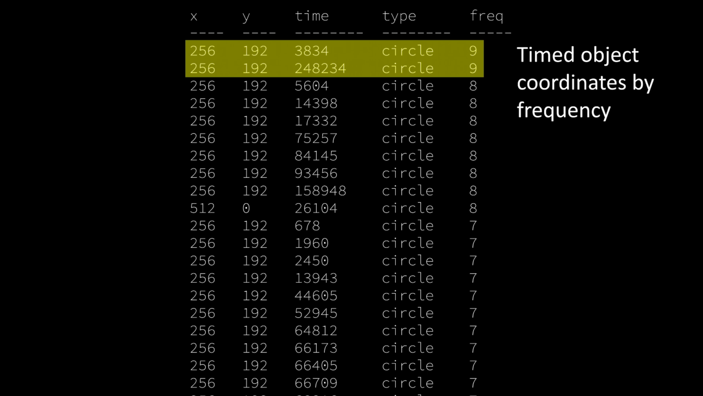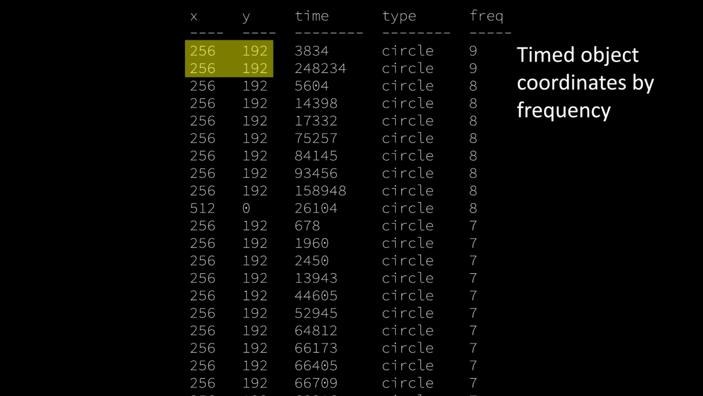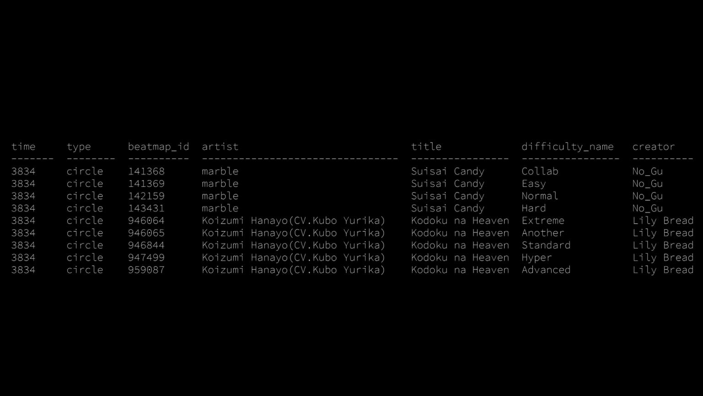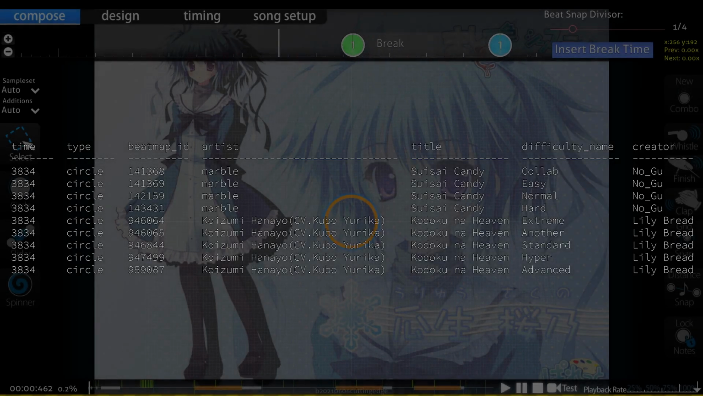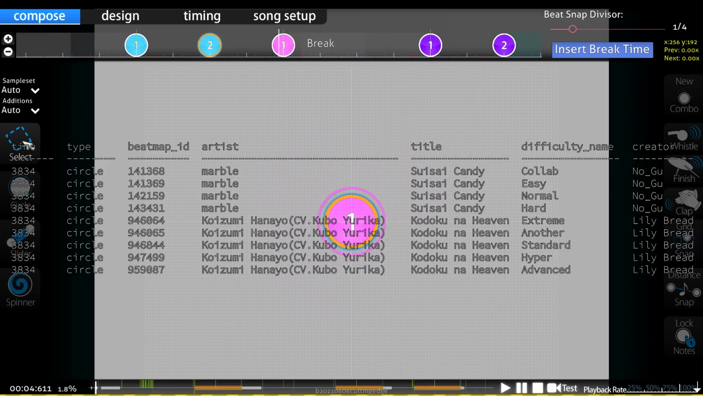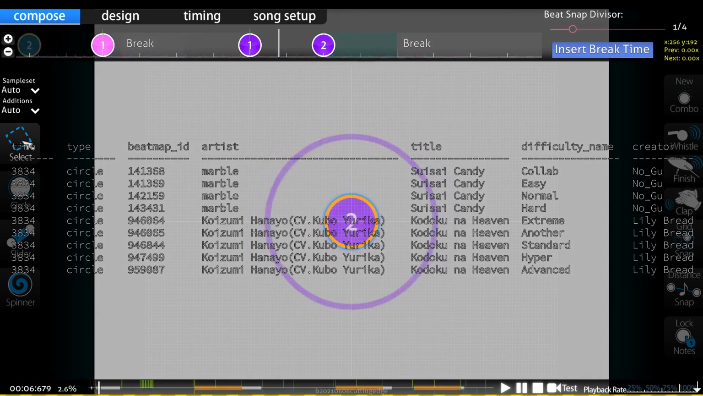Both of these circles are at the centre of the playfield, no surprises there, but the times they appear are wildly different. The first set are at 3834 milliseconds, right at the start, and appears in only 2 map sets, with both mappers applying the same style of intro to their map.